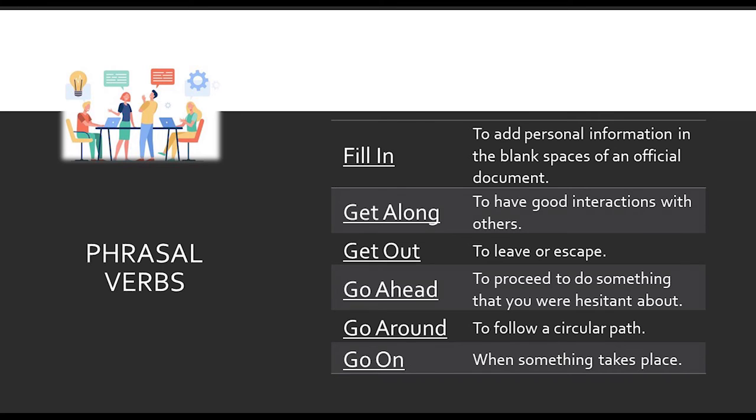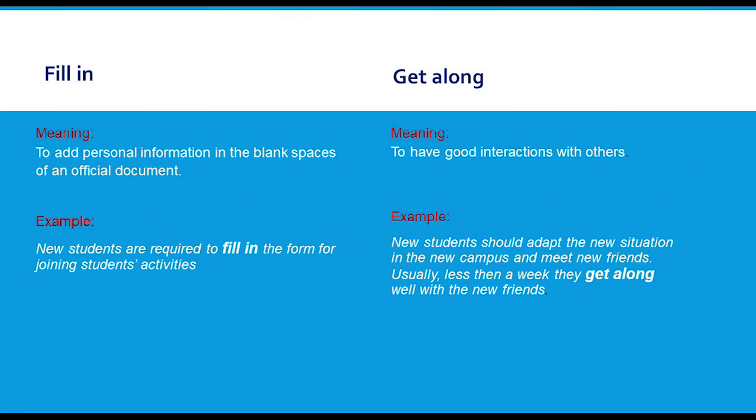Go ahead. To proceed to do something that you were hesitant about. Go around. To follow a circular path. Go on. When something takes place. Let's see the example for each phrasal verb.